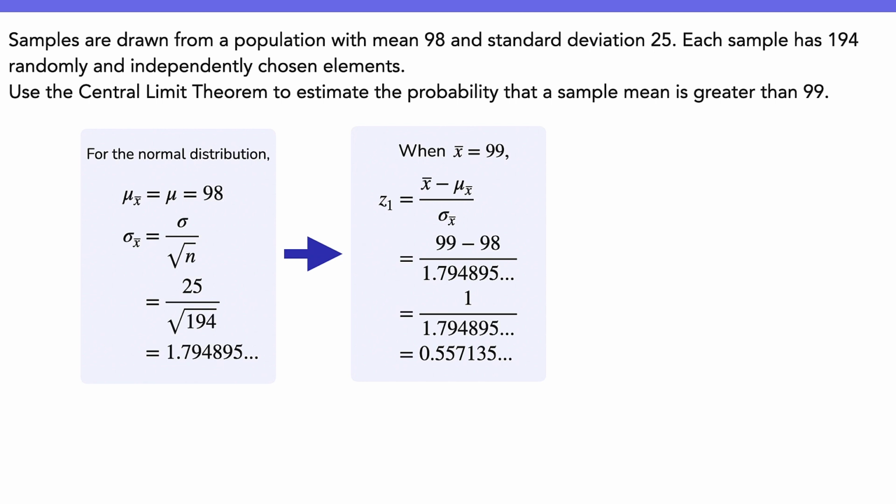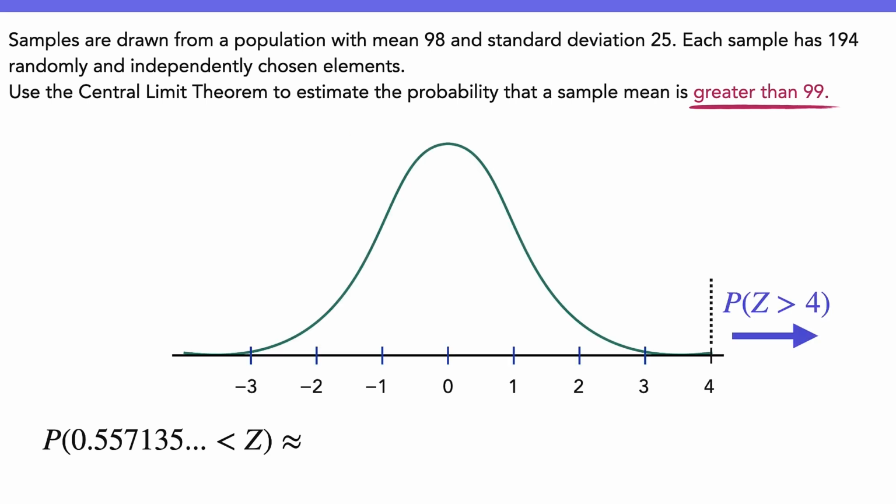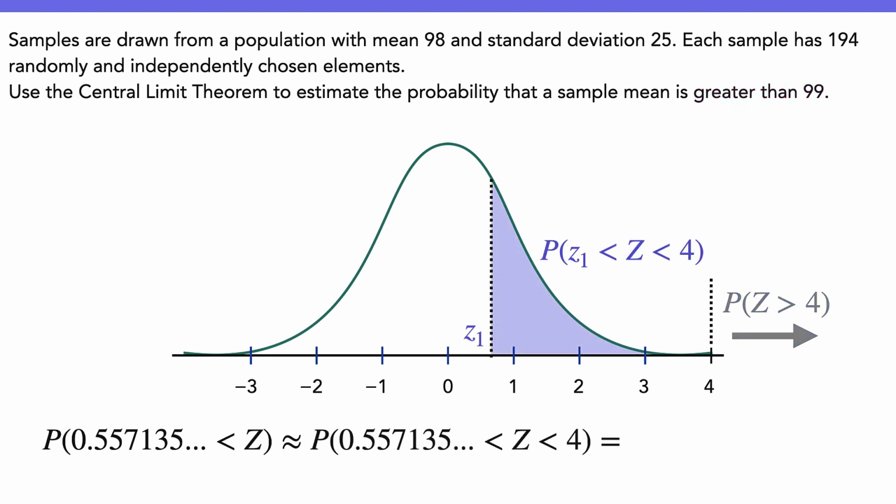Now we need to find the z-value for the upper limit, but there is no upper limit. Let's pick a z-score for the upper limit that would give us a good approximation. Notice that the probability that z is greater than 4 is very small. So the probability of z greater than z1 is approximately the same as the probability that z is between z1 and 4. Great. Using our calculator, we find the probability that z is between 0.557135 and 4, or the probability that a sample mean is greater than 99 is approximately 0.289.